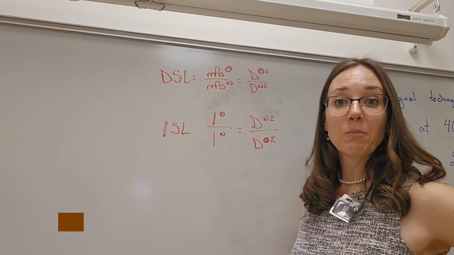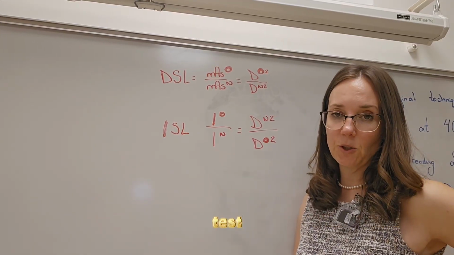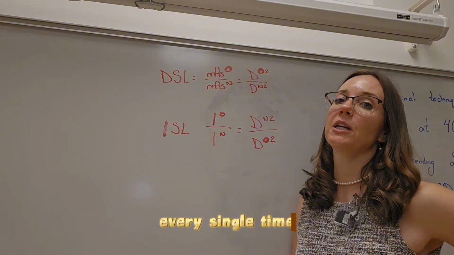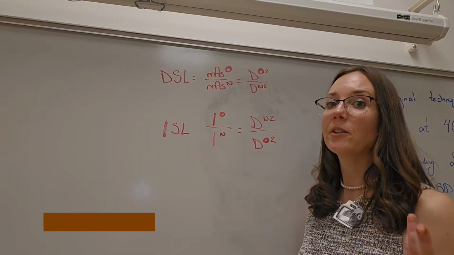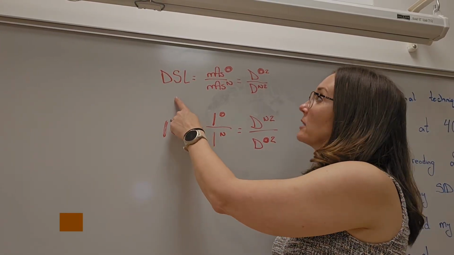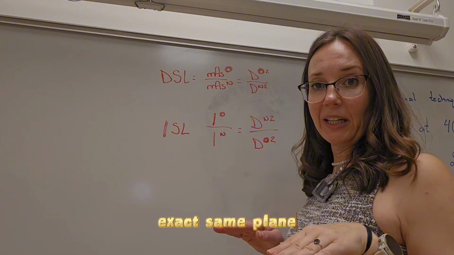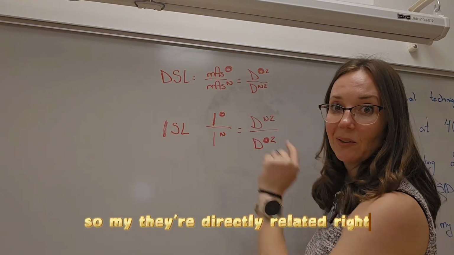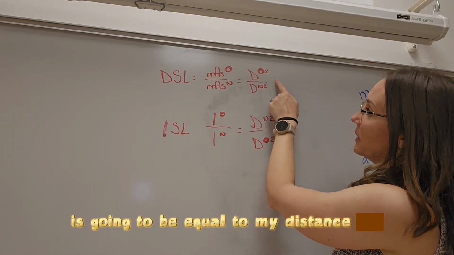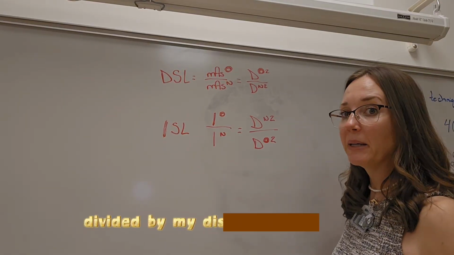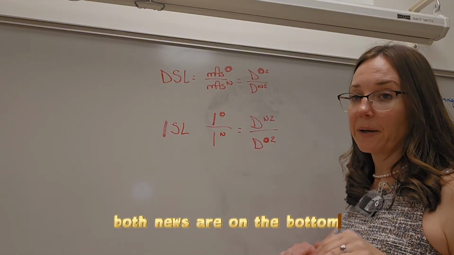So on the board I have both direct square law and inverse square law written out. I strongly recommend before you take your test that you write out both of these formulas every single time so you don't get confused, because it's very easy to flip an old and a new and when you're squaring and when you're not. Direct square law, the old units are on the exact same plane. So they're directly related, right? So my mass old over my mass new is going to be equal to my distance old squared divided by my distance new squared. Notice that both olds are on the top, both news are on the bottom.